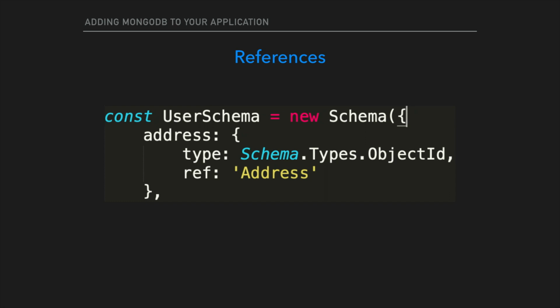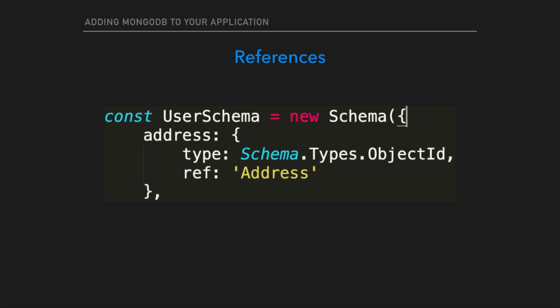What this does is it allows you to store an object ID from the addresses collection, so that would refer to a specific document. That address field will populate the data from the addresses collection. I'll show you how to do this a little bit later.